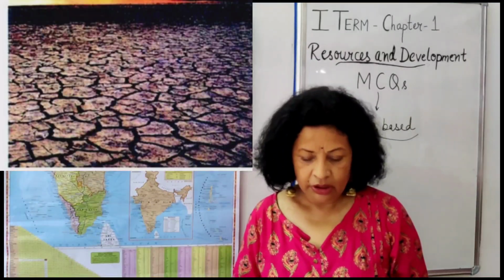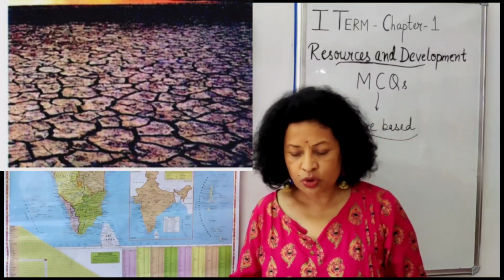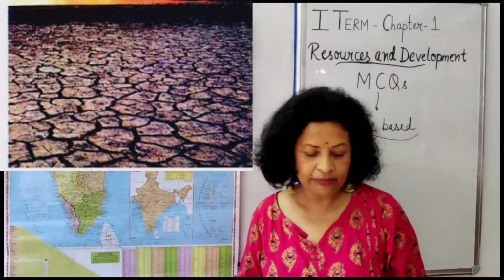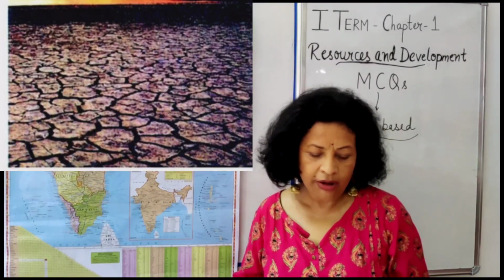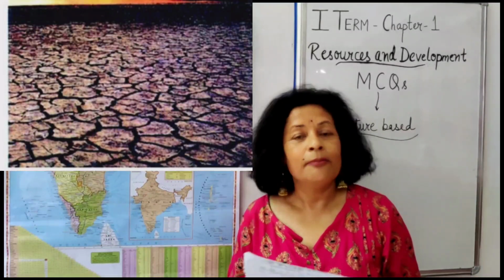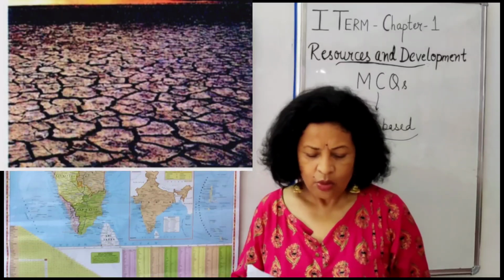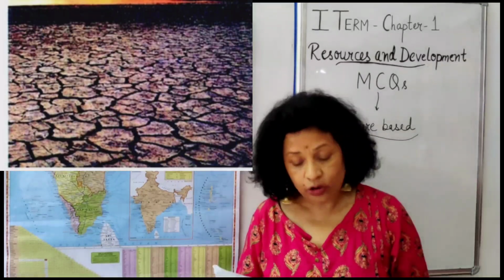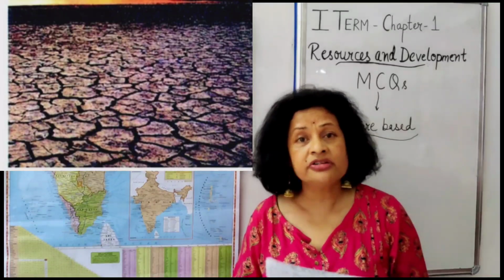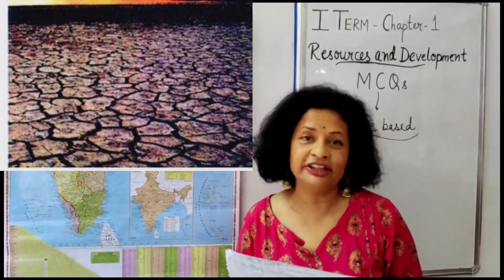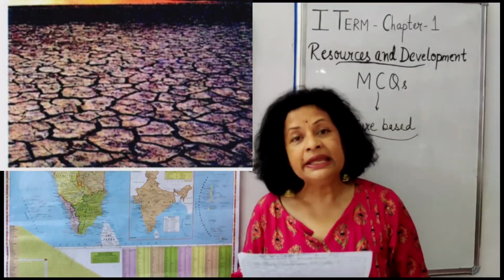Picture number 3. Which soil is shown in the given picture? See the picture carefully. Is it alluvial soil, laterite soil, or black soil? I think you have guessed the right answer. It is black soil. Why has it developed deep cracks? Due to excessive irrigation, due to lack of irrigation, or due to hot weather? The answer is due to very hot weather, it develops deep cracks.